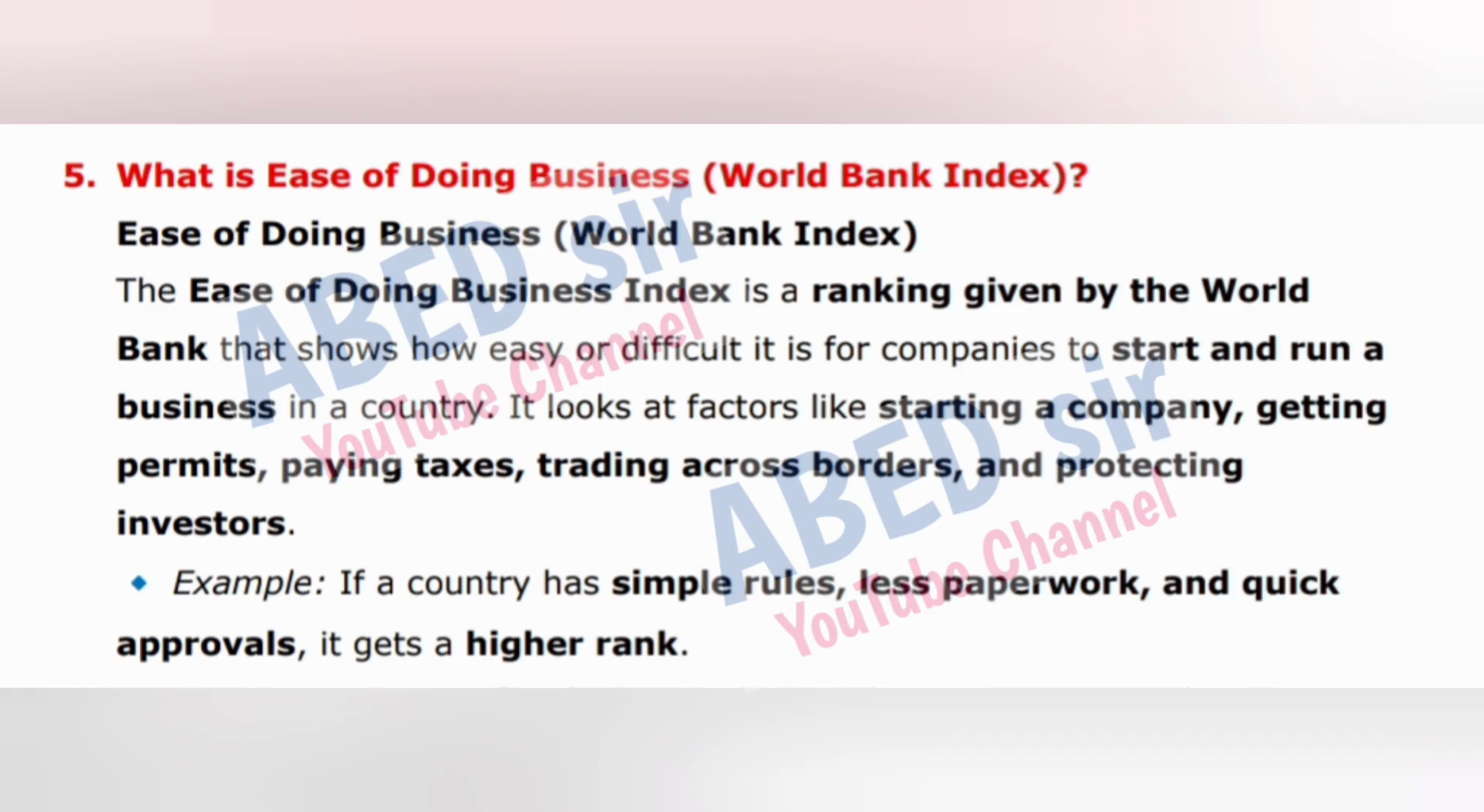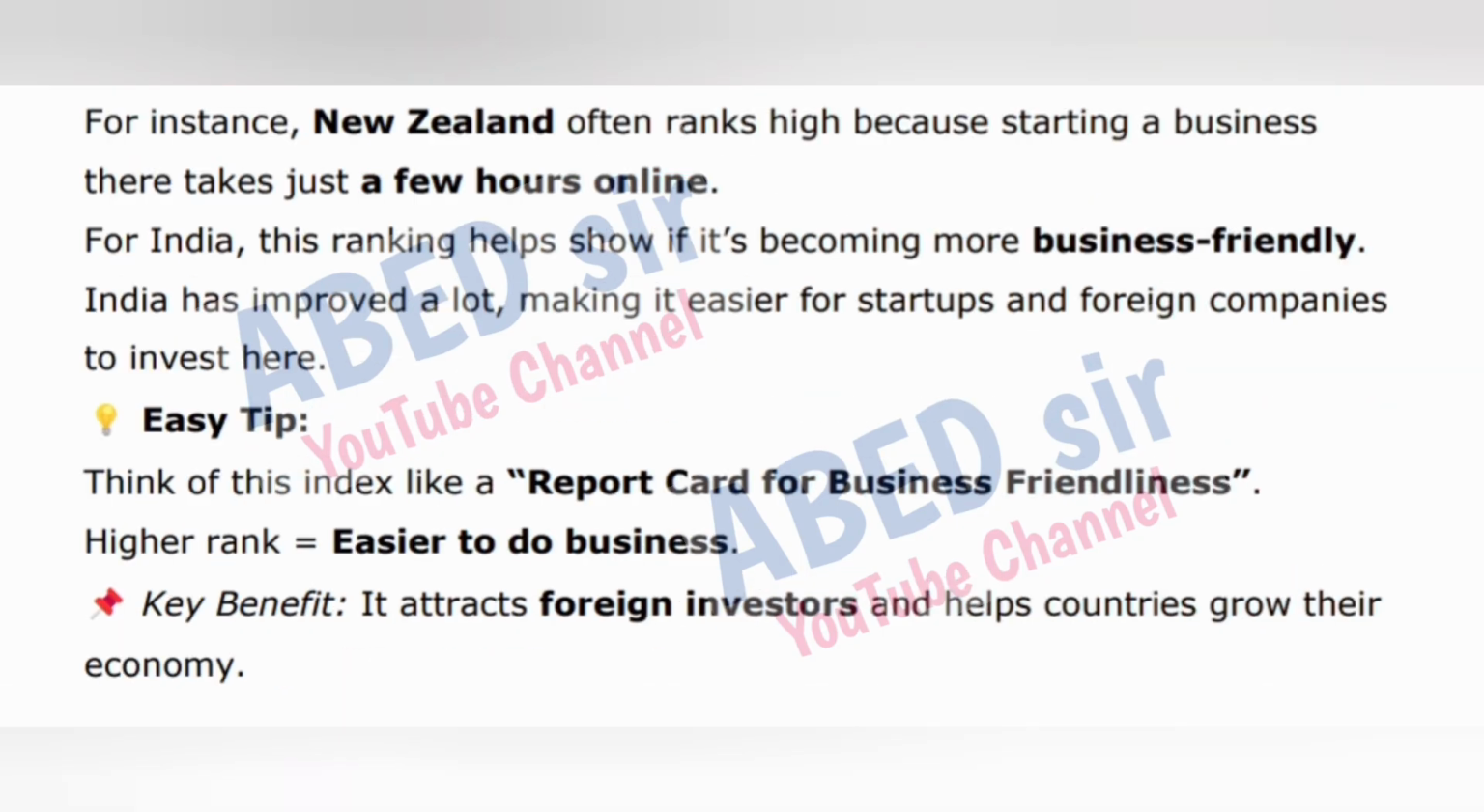Example, if a country has simple rules, less paperwork, and quick approvals, it gets a higher rank. For instance, New Zealand often ranks high because starting a business there takes just a few hours online. For India, this ranking helps show if it's becoming more business-friendly. India has improved a lot, making it easier for startups and foreign companies to invest here. Easy tip: think of this index like a report card for business friendliness. Higher rank is equal to easier to do business.